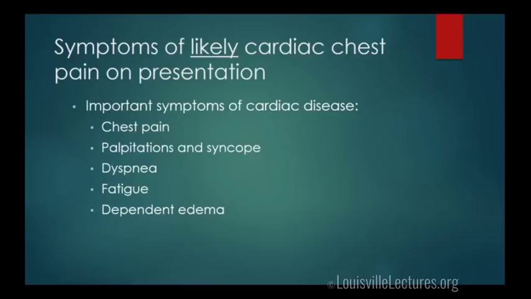So chest pain, palpitations, and syncope. Dyspnea. Dyspnea is going to be a very important one. Fatigue, and then dependent edema. And remember, dependent edema and dyspnea are related to each other, right? They have everything to do with the fact that eventually pressures are building up beyond the colloid osmotic pressure of the plasma, and things are just going to start leaking out, right? So those are related to each other.